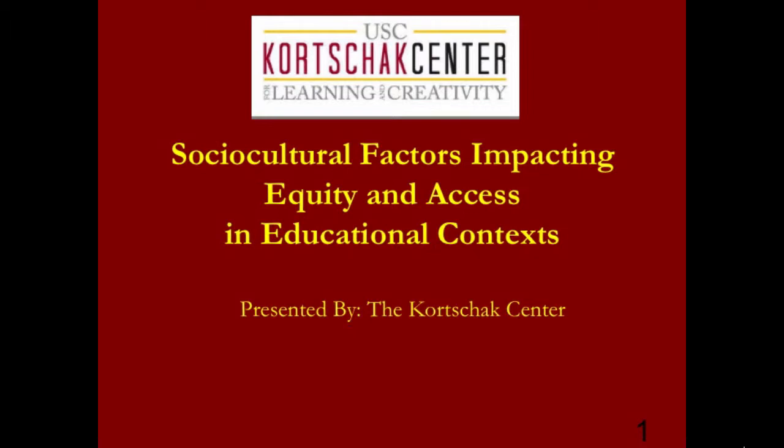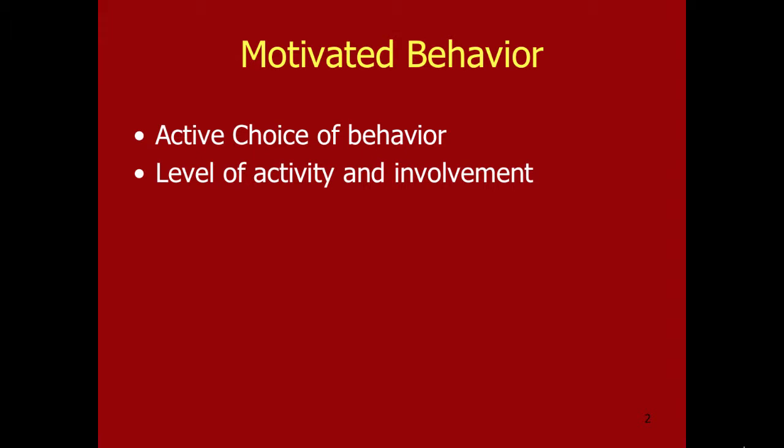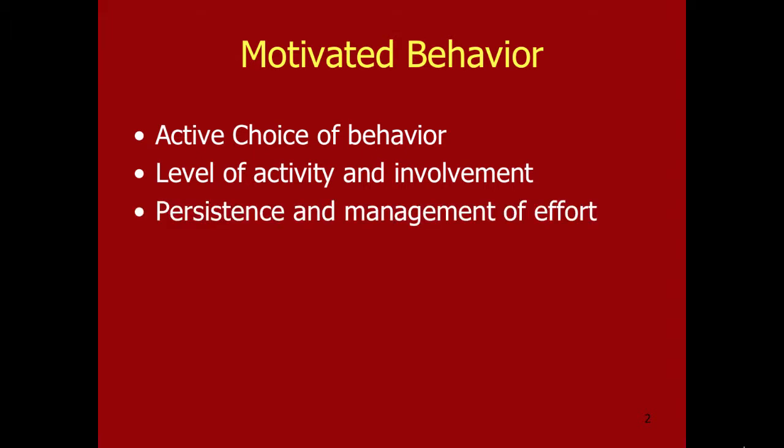This week, we're going to take a look at the sociocultural factors impacting equity and access in educational contexts. Before we jump into sociocultural factors, let's take another look at motivation. In the readings, you read about 3 motivation indicators that can be used to determine whether a person is motivated or unmotivated. They are active choice of behavior, level of activity and involvement, and persistence in management of effort. Let's take a look at each of these individually.